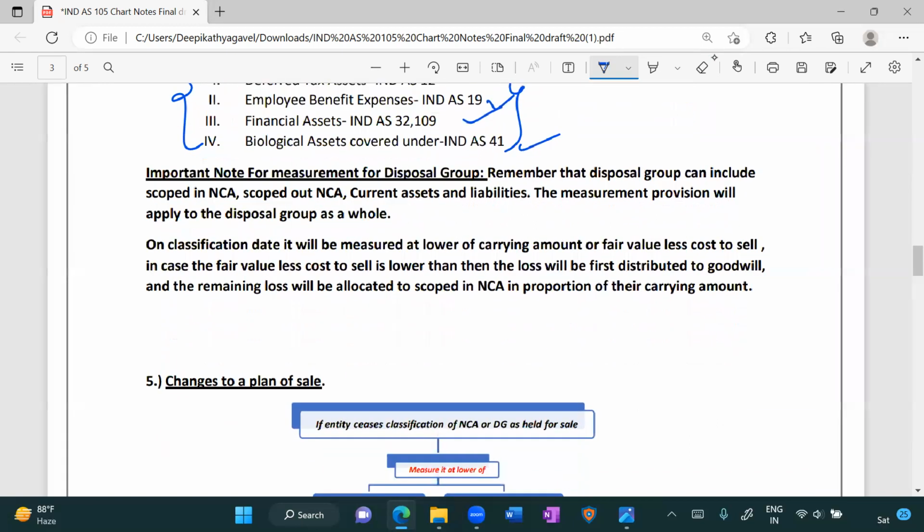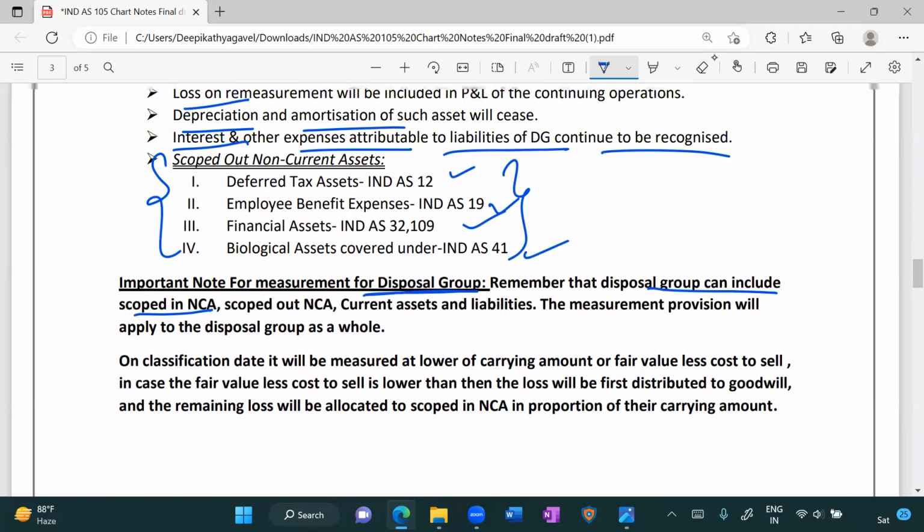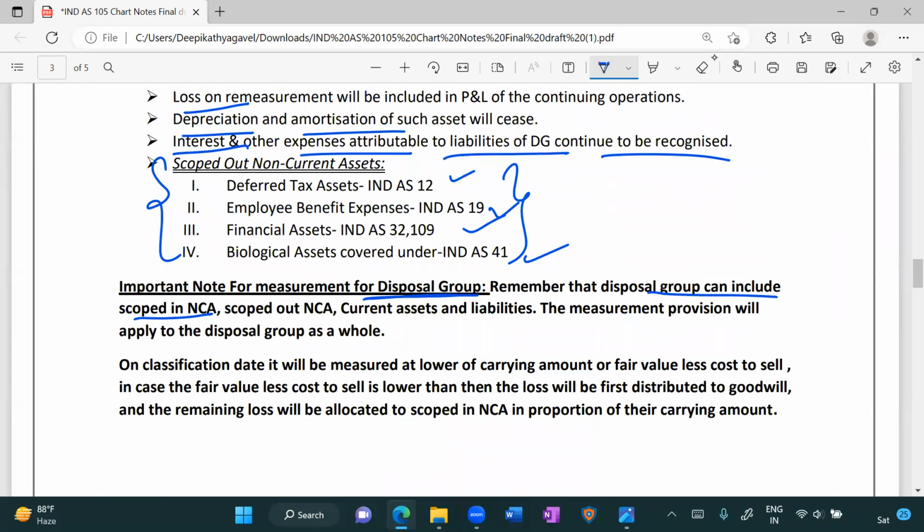Now next, some important notes for measurement of disposal group. Remember that a disposal group can include scoped out non-current assets, like these ones, as well as scoped in non-current assets, current assets and current liabilities. The measurement provision will apply to the disposal group as a whole. Of course, the measurement provision will apply to the group as a whole, right?